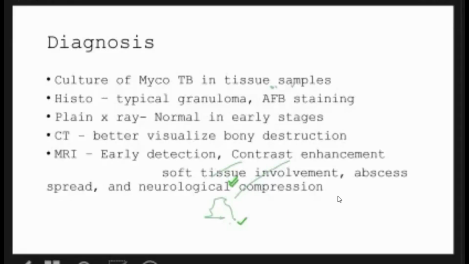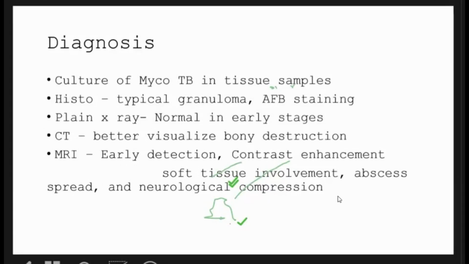But MRI is obviously the tool which we utilize for early detection. And you can use contrast as well. Using contrast will help you to exclude other causes, like pyogenic discitis, or most importantly, tumor. MRI is helpful to detect any soft tissue involvement, abscesses, or any neurological insults.